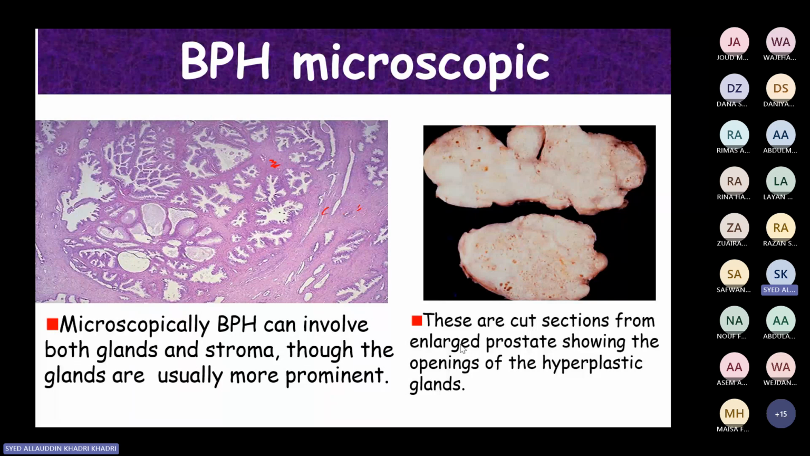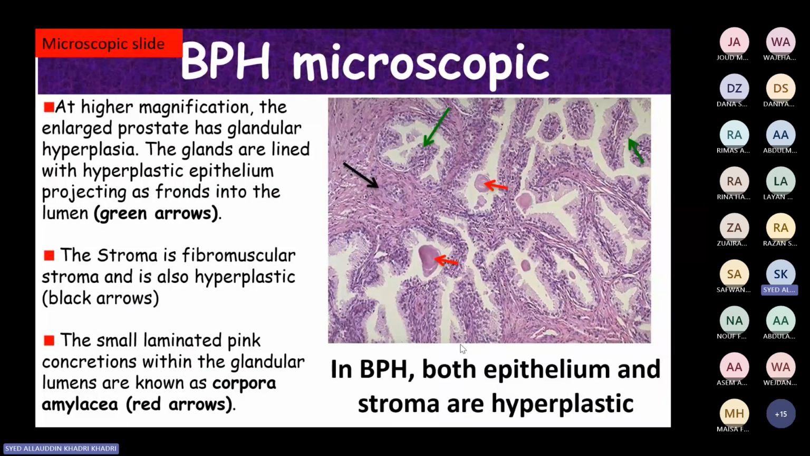You can see over here the BPH at higher magnification. You can see enlarged prostatic glandular hyperplasia. All these are glandular hyperplasias. Somebody who wants to become a good pathologist is most welcome. And you know, the glands are lined by hyperplastic epithelium, projecting fronds inside. You can see the fronds inside. These are the hyperplastic fronds. And you can see the fibromuscular stroma, black arrows, which is hyperplastic.